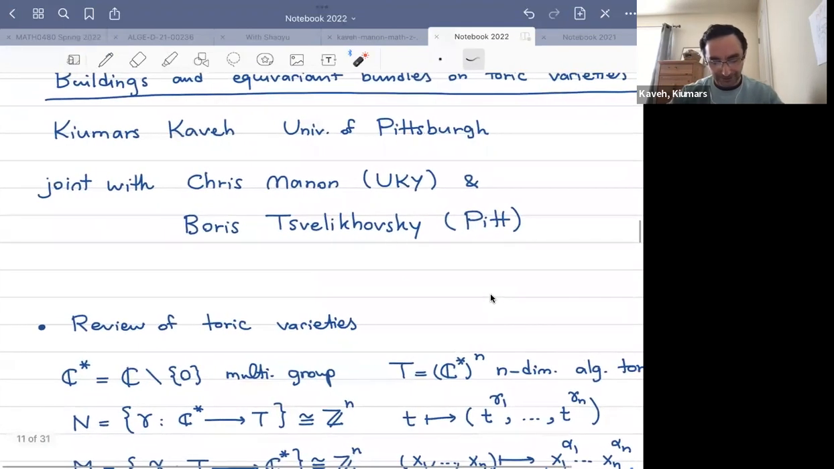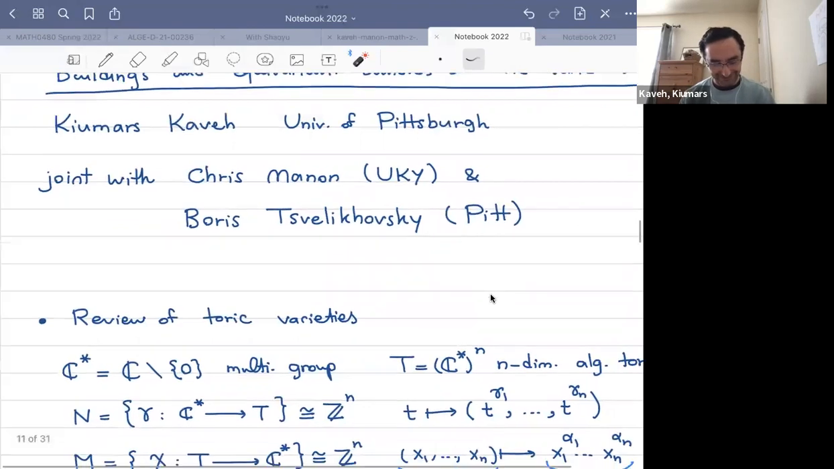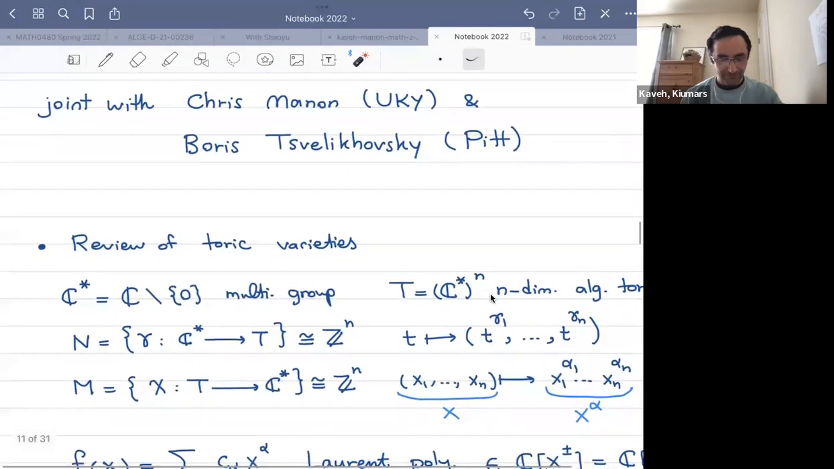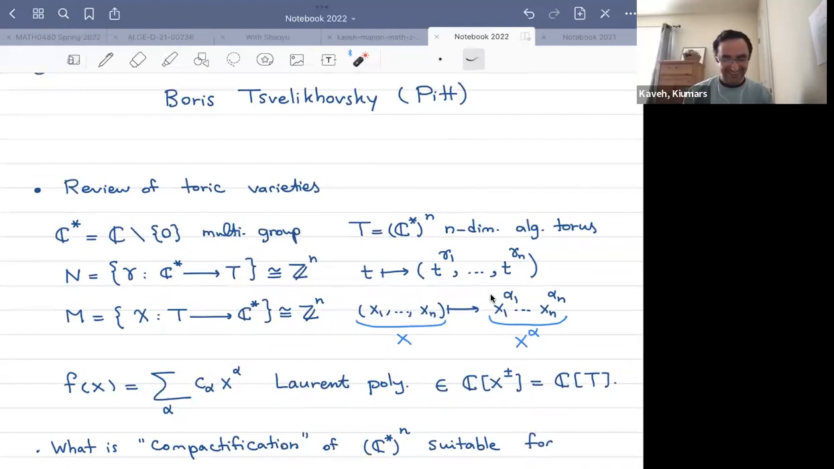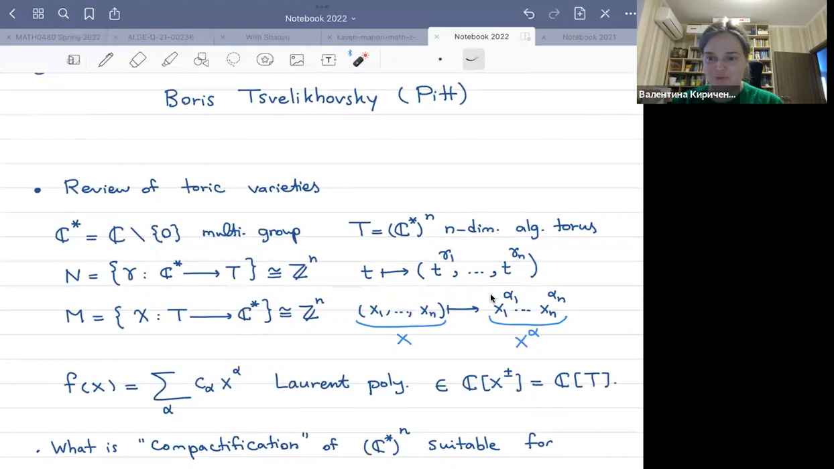I pride myself in the department that I'm one of the few people who can spell the English spelling of Boris's last name. Other people say just Boris T. Yeah, okay. It's not that easy, right? Even in Russian, I think it's a very unusual combination of sounds.